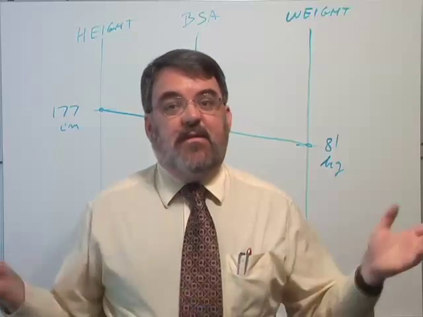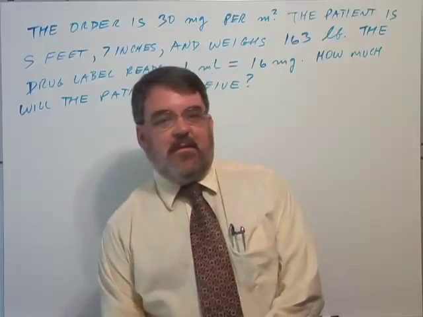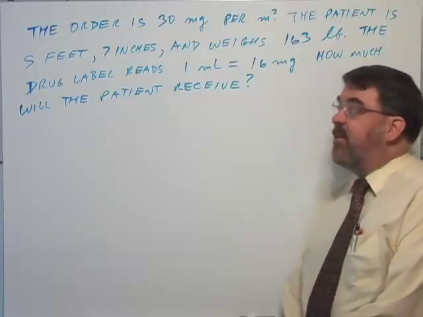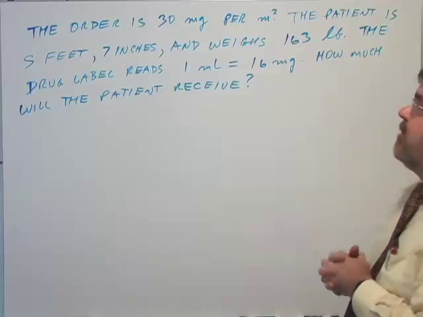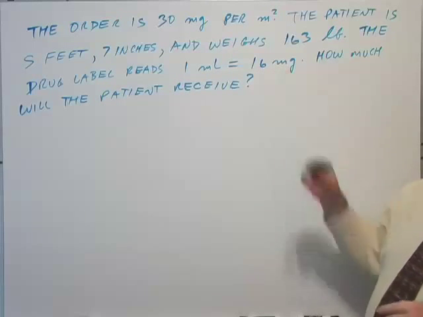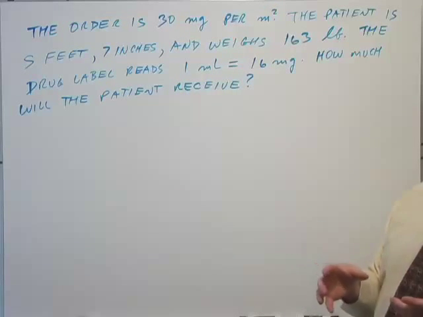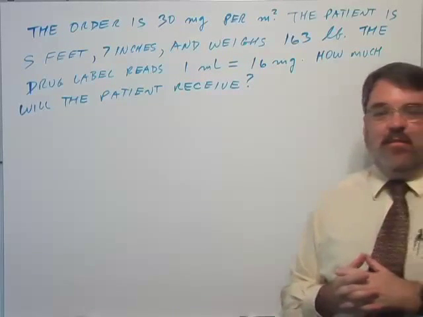So let's do a problem with that. Here's our full example using body surface area. The order is 30 milligrams per square meter. So there's your giveaway, it's body surface area. The patient is 5 feet 7 inches tall and weighs 163 pounds. The drug label reads 1 milliliter equals 16 milligrams. In other words, 1 milliliter contains 16 milligrams. How much will the patient receive?